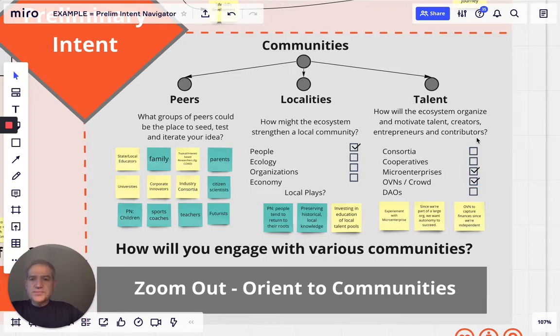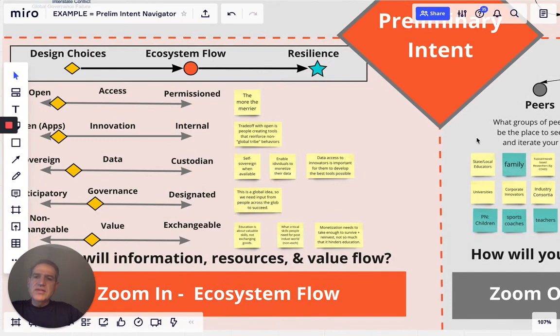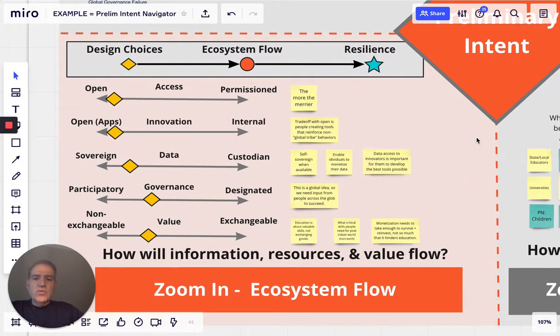The next one is kind of a business model quadrant, and we're referring to this one as a zooming in exercise around ecosystem flow. So what we're really talking about here is there are a number of design choices about how you set up your business model that impact, number one, your ability to attract participants in the ecosystem, and number two, to keep participants participating in your ecosystem over a long period of time. So those design choices essentially impact what we refer to as flow, which is basically how information, resources, and value moves around within the ecosystem.